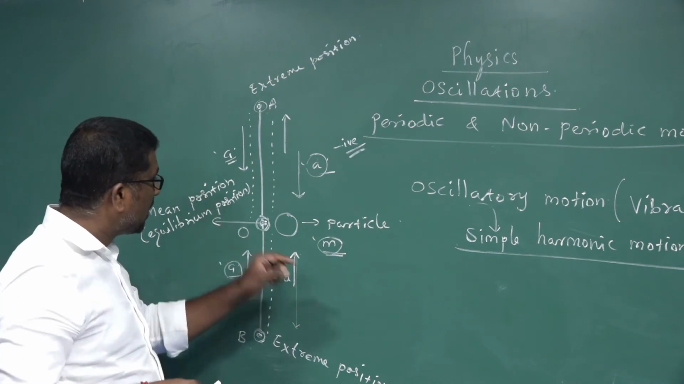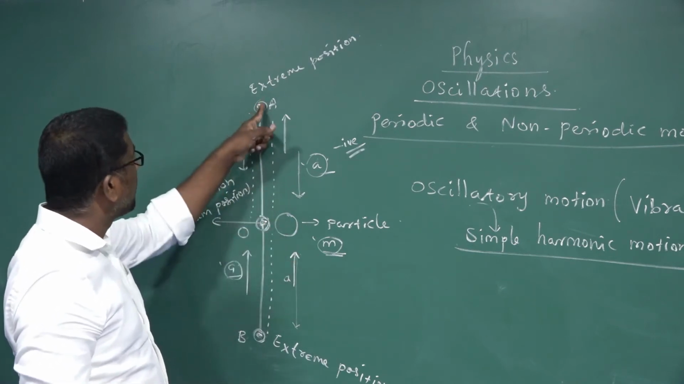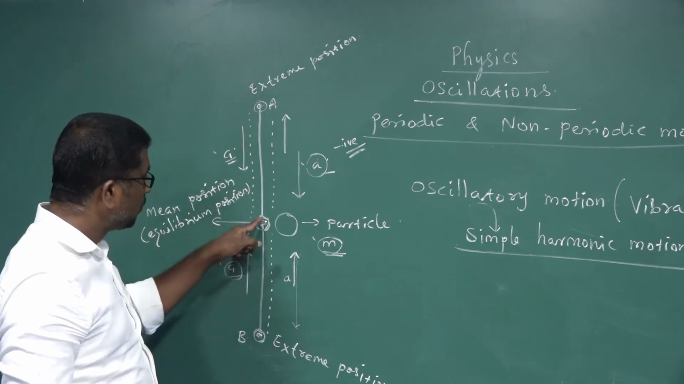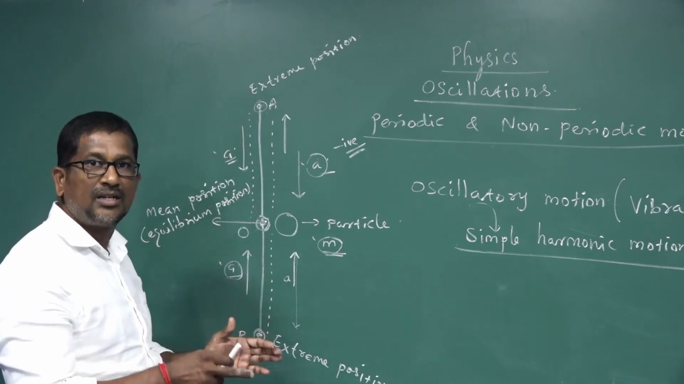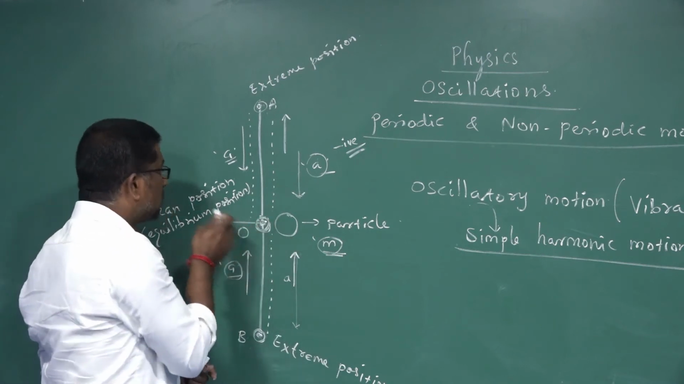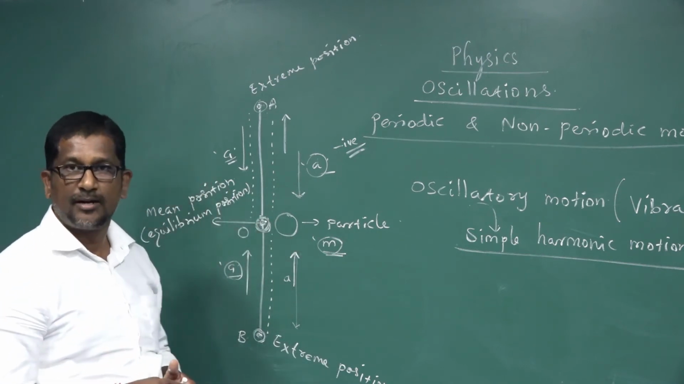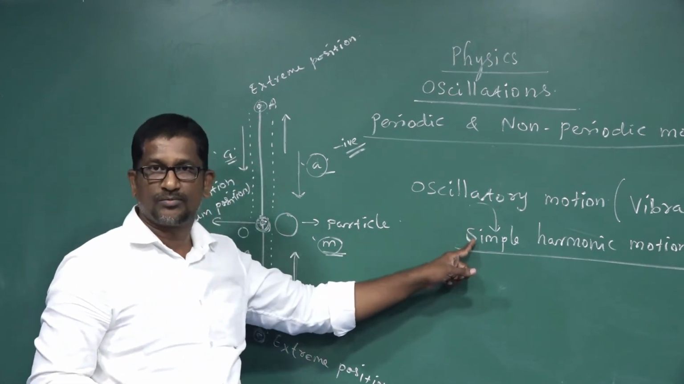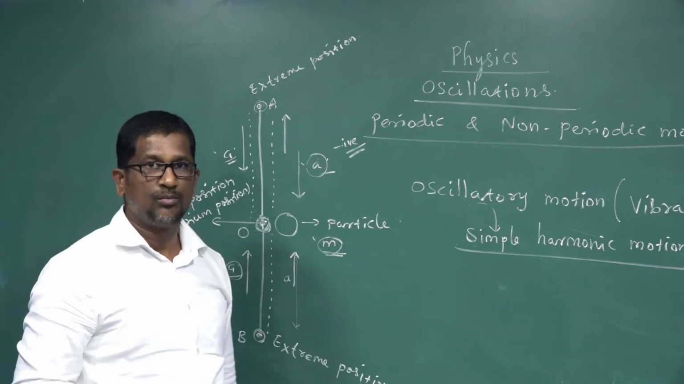So if the particle moves from O to A, from O to B, from A to O or from B to O, the direction of acceleration of the particle is always directed towards the mean position or equilibrium position. This type of motion is called simple harmonic motion.